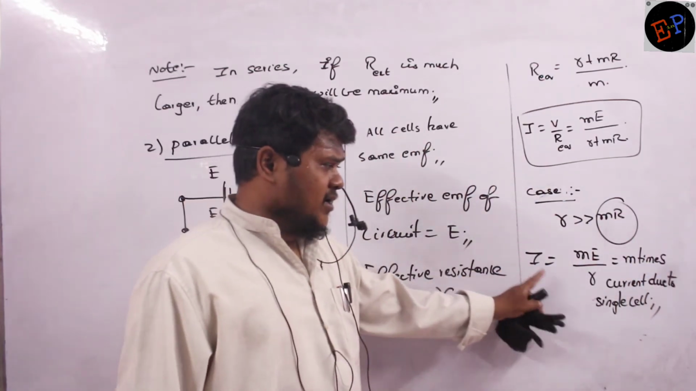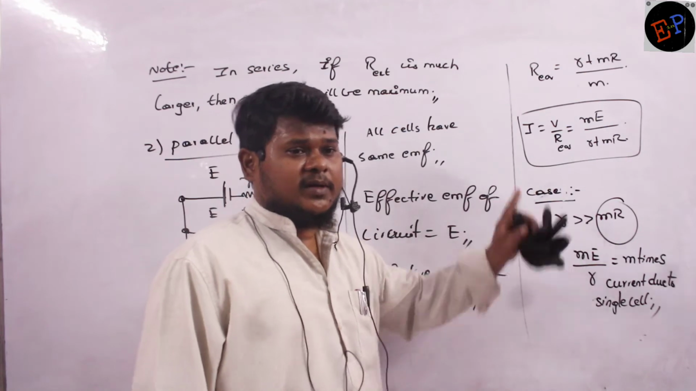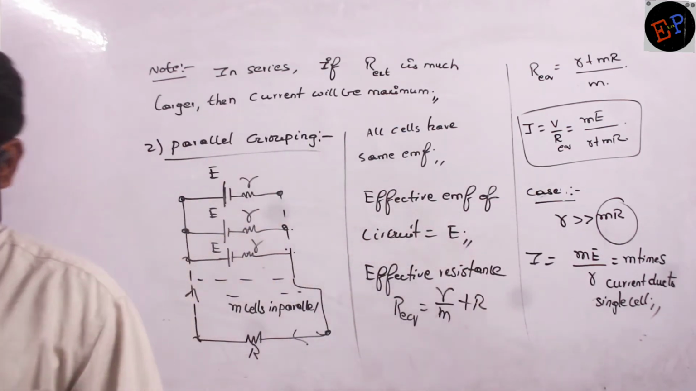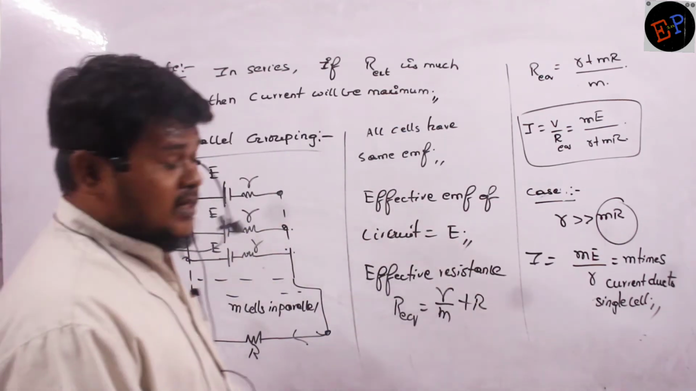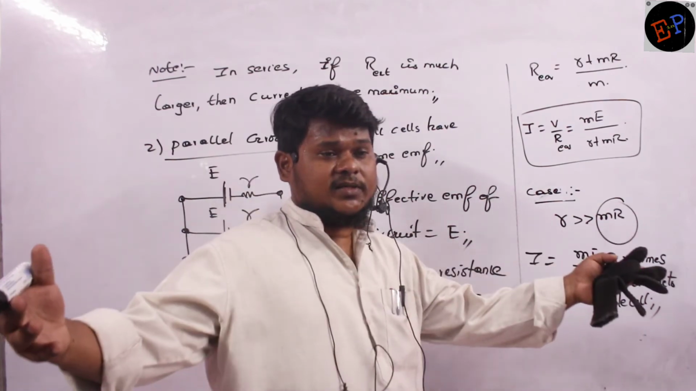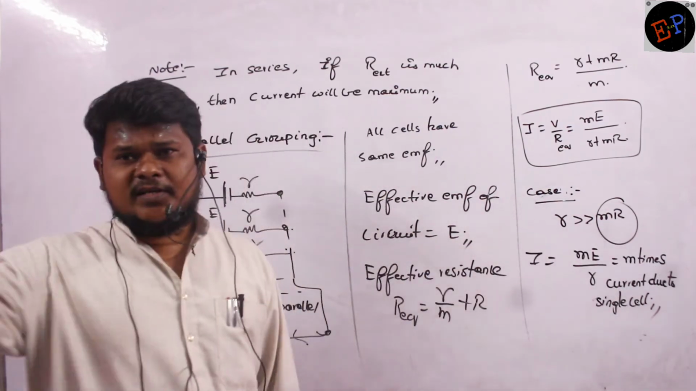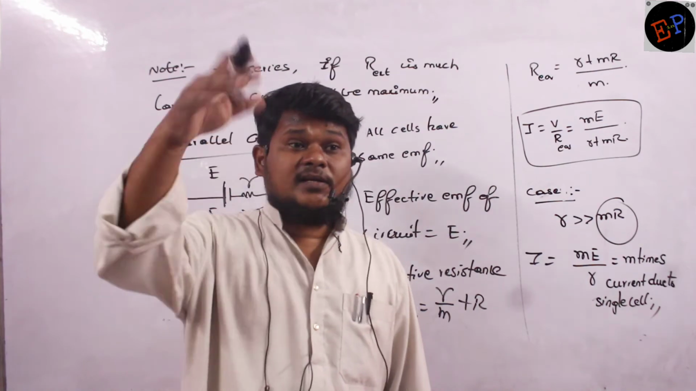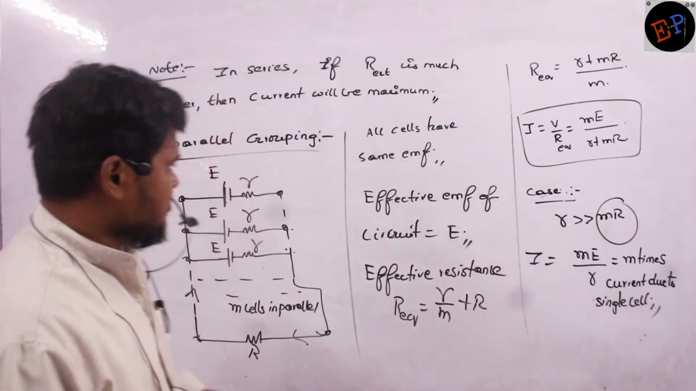So for current to be maximum in parallel connection, which resistance should be greater? Internal resistance should be much larger, then you will get maximum current. But in series connection, external resistance should be much larger. That is the difference.